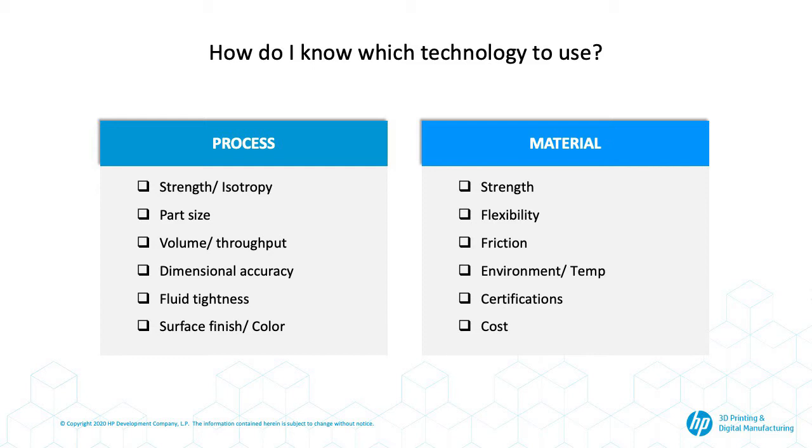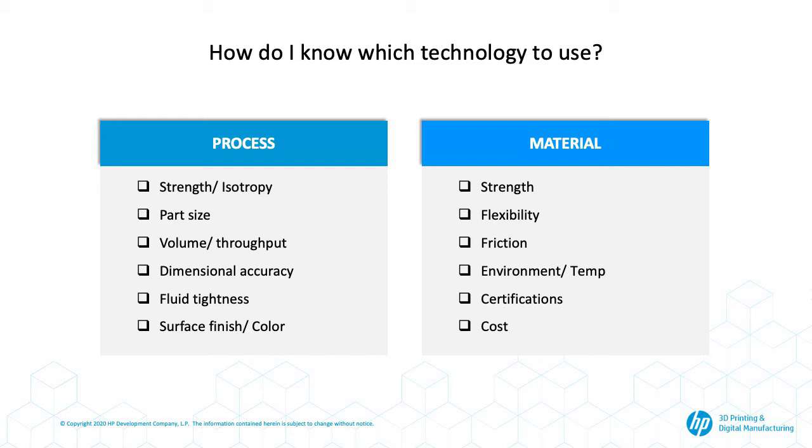If let's say that you have a component, end of arm tooling, or pumps, valves, other components that depend on fluid tightness, that might also narrow down the list of technologies that you are able to use. And of course, when we look at the material side, it's going to depend which kind of function that you are requiring from the components that you are using.